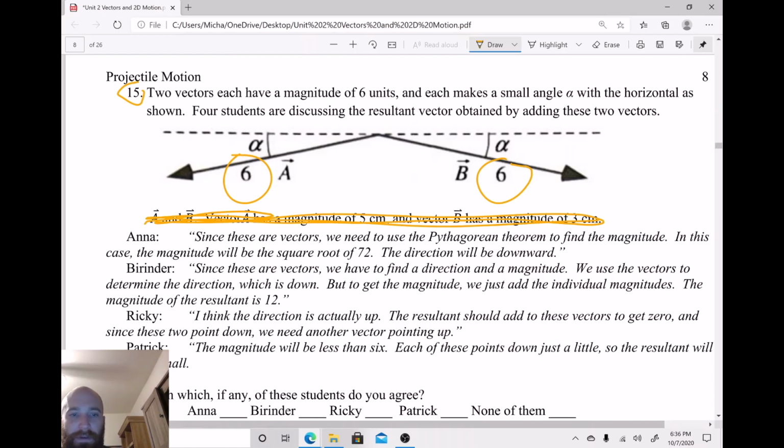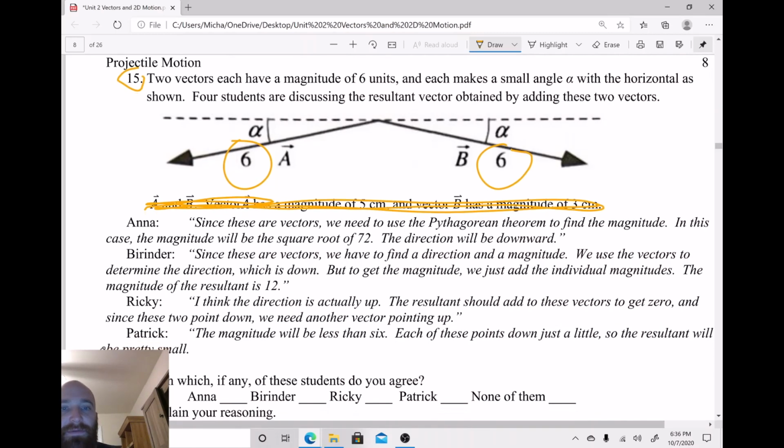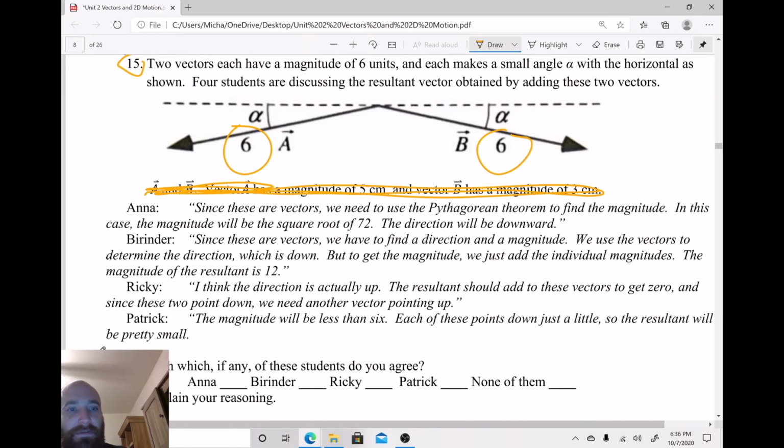So who do we agree with? Anna: since these are vectors, we need to use the Pythagorean theorem to find the magnitude. In this case, the magnitude will be the square root of 72. The direction will be downwards. Let's go one at a time, and we'll figure out what's wrong and what's right with all of these. So for Anna, these are vectors, we need to use the Pythagorean theorem. The square root of 72 comes from doing 6 squared plus 6 squared, right?